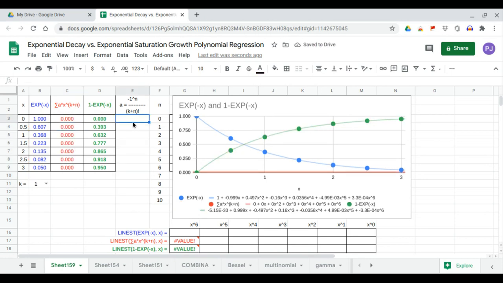Next, we complete the coefficient, which is equal to RNA formula minus 1 to the power n divided by factorial k plus n. So k plus n.